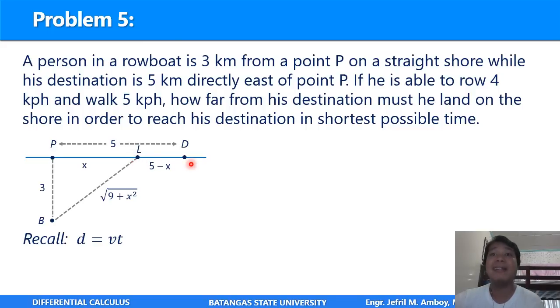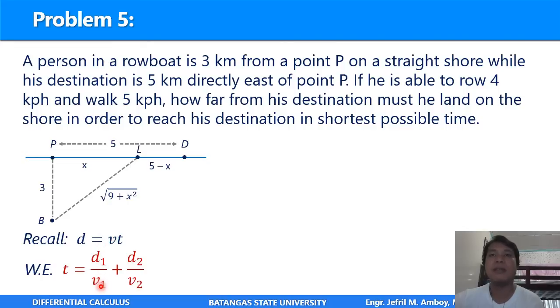So we will simply add the two, T1 plus T2. But again, that D or T is equal to D over V. Okay? So for T1, that is D1, this distance, divided by the speed by which he can row, which is 4, plus D2, which is 5 minus x, divided by the rate of walking, which is 5. Okay? So we now have D1 over V1 plus D2 over V2.